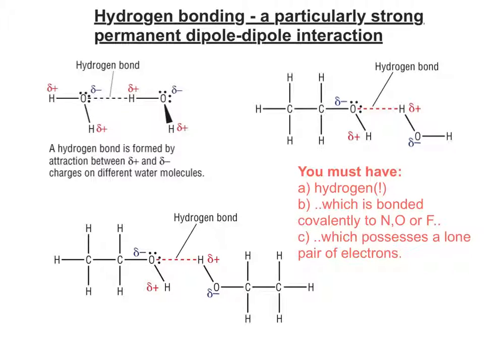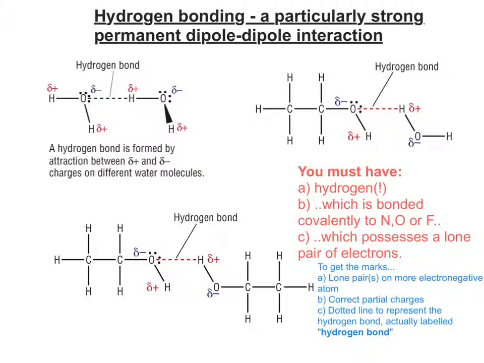So the final piece of criteria is that the electronegative atom, the N, the O or the F, has to possess a lone pair. So these diagrams show you exactly how to draw a hydrogen bond to get the marks in the exam. So three things to make sure of: the lone pair or pairs on the more electronegative atom, that is nitrogen, oxygen or fluorine, the correct partial charges, and a dotted line to actually represent the hydrogen bond.